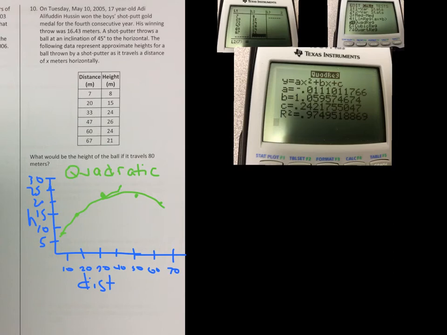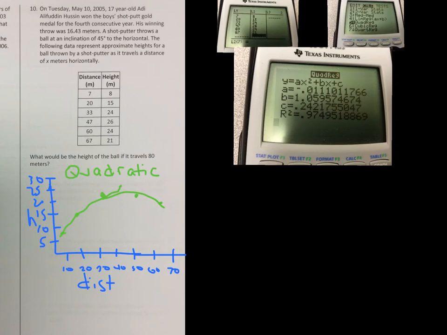Okay, so since the question says absolutely nothing about what to round to, it really just says what would be the height of the ball if it travels 80 meters. Well, I'm looking at all of these heights here, and they're all whole numbers. So I'm thinking our final answer, we're going to round to the nearest whole number. So if we take the values of a, b, and c and plug them into our equation, if we round those to 4 decimal places or more, that should be sufficient to come up with a correct answer rounded to the nearest integer in the end.